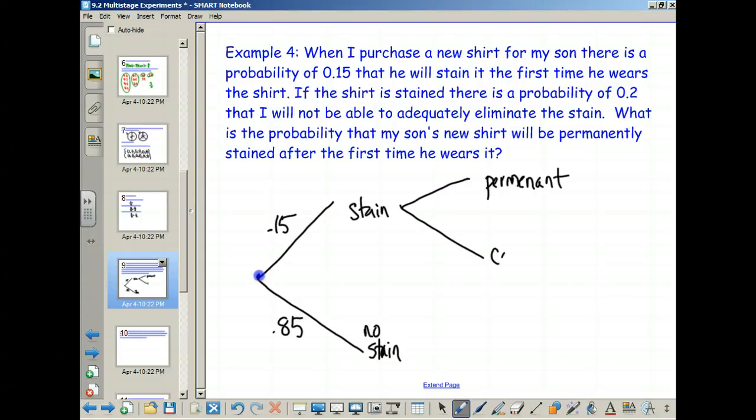Or it comes out. Some description of that. It doesn't have to be those exact terms, but you get the idea, right? Those are the 2 things that can happen. So what's the chance that it's permanently stained after I scrub it? 0.2. What's the chance that I'm able to get it out? 0.8.